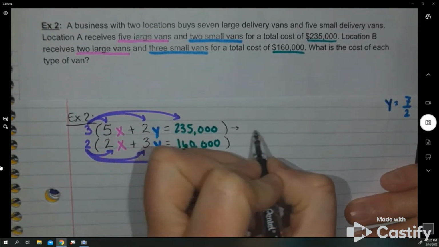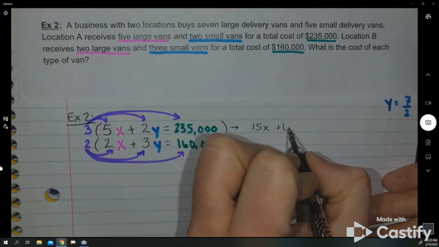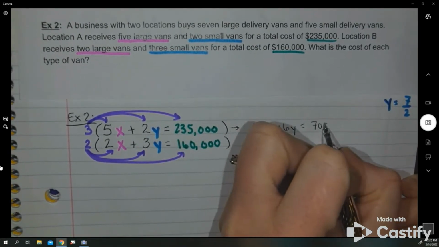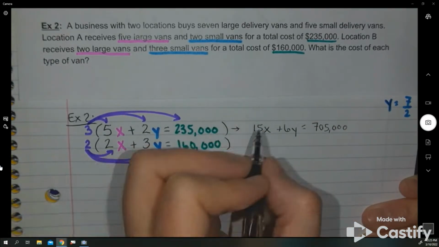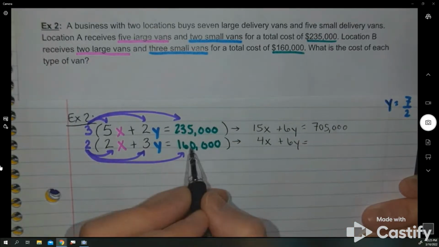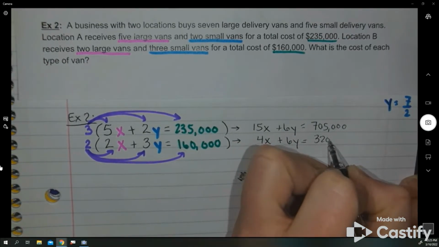Okay, so 3 times 5x gives us 15x. 3 times 2y gives us 6y. 3 times 235,000 gives us 705,000. 2 times 2x gives us 4x. 2 times 3y gives us 6y. And 2 times 160,000 gives us 320,000.